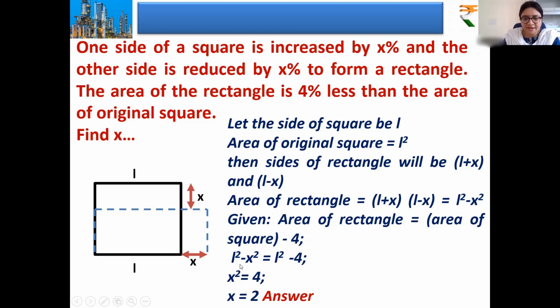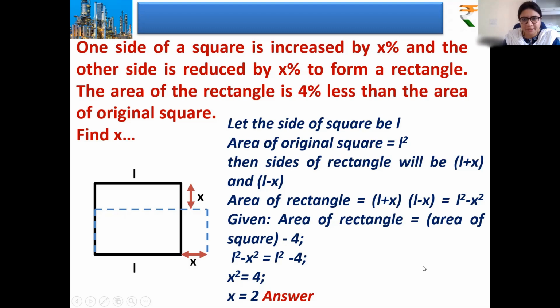So write the area of the rectangle. It is nothing but L square minus X square is equal to L square minus 4. So after solving this, we can easily find out X, right? Because if you see L square on both sides, it will cancel out. So minus X square is equal to minus 4, or X square is equal to 4, or X is equal to root over 4. Square root of 4 is what? 2. Yes or no? 2 square is 4, right? So we get the X value to be 2. Got it? So in this way, we can solve this question.